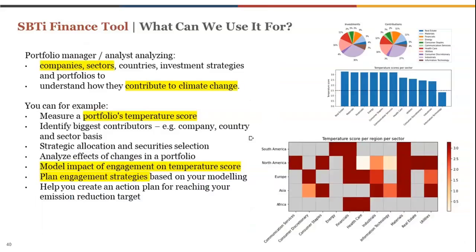You can obviously look into companies and sectors and see how much they are contributing to climate change, to measure a portfolio's temperature score, make strategic allocation decisions, security selection decisions, analyze changes in your portfolio, and more importantly, model the impact of engagement, because this is an engagement tool. And we're going to see how that works in a minute.